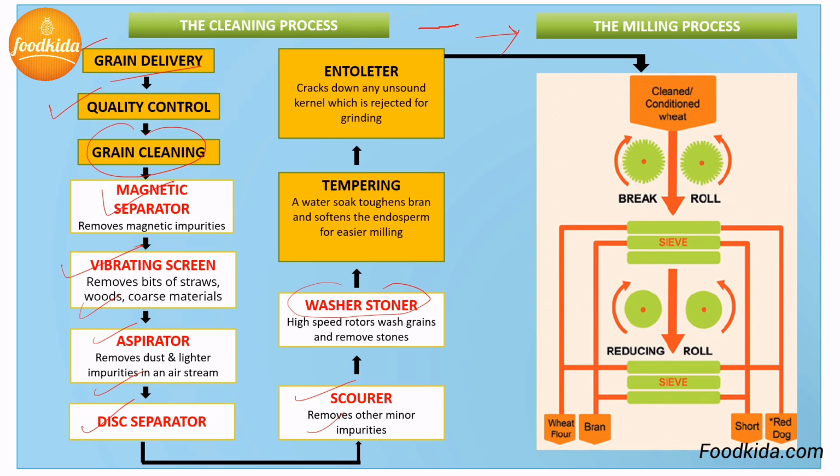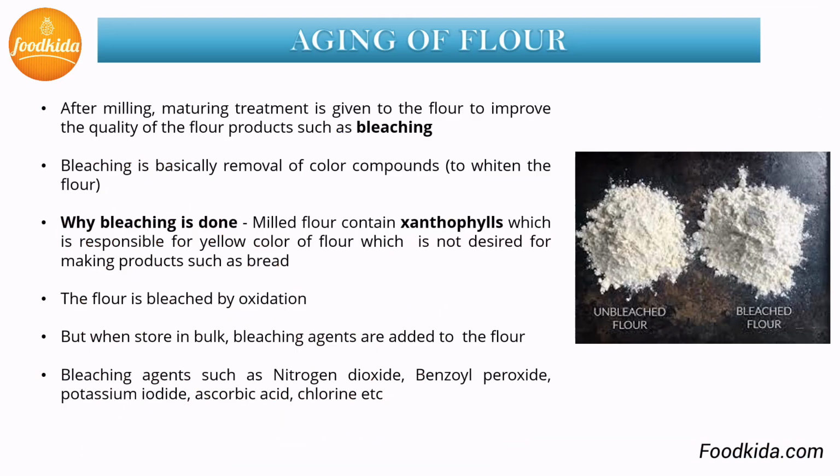And after the cleaning step, conditioning or tempering is done, which toughens the bran and softens the endosperm for easier separation for milling. And before passing to the grinding step, it passes through the entoleter, which rejects any unsound kernels. And finally milling is done in order to get flour. So this is all about the grinding or milling process, which we have already discussed in the previous slides. So this is the whole milling process of wheat. Now we will move to the next topic, aging of flour.